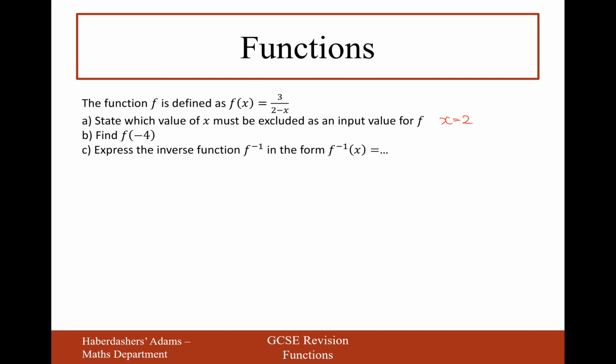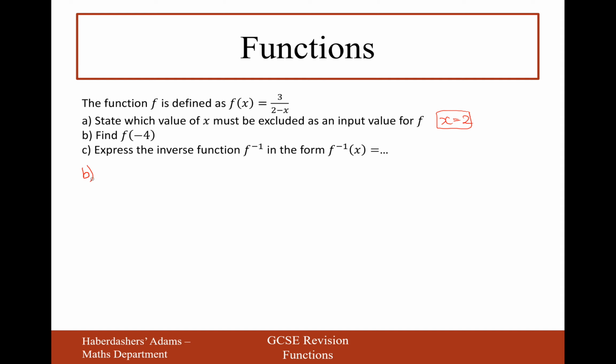So therefore, I need to think what number of x will make the whole of the denominator equal 0. And the answer there is 2, minus 2 will make the bottom 0, so x can't be the number 2. So x equals 2 is the number that needs to be excluded as an input value for f. So I can't put 2 into this function because the function will break.